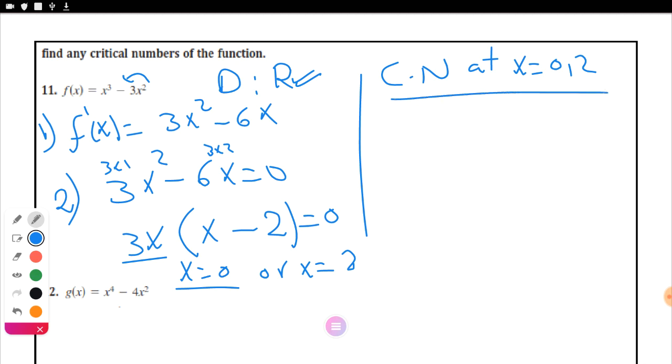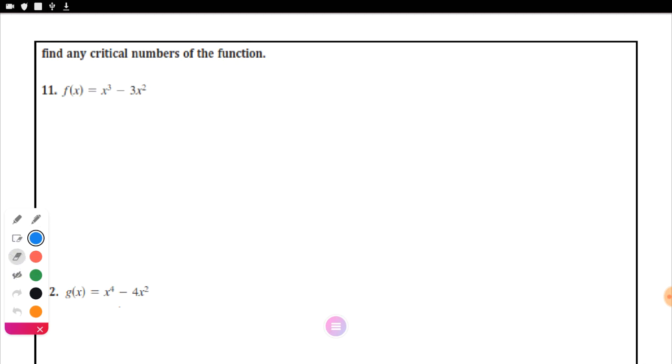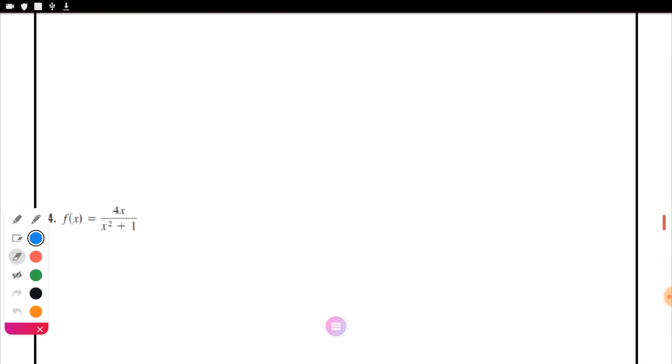The function must be defined at the critical number. I'll try to solve the other question. This one is so easy, the same idea, and this one also is easy because this function usually has no zeros of denominator, so I find the zero of the numerator only.